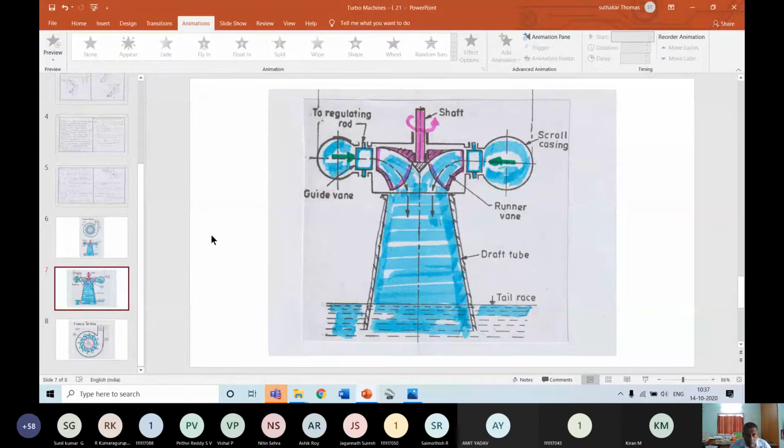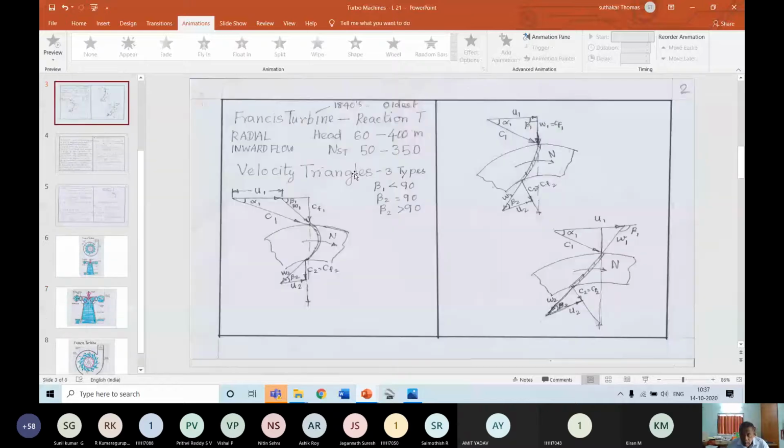Before that, for Francis turbines, it is a radial inward flow turbine, and among the conventional turbines like Pelton, Kaplan, or even Darius turbines, this Francis turbine is one of the earliest. So about the velocity triangles, you have the three types depending on whether beta 1 is less than 90 or greater than 90 or equal to 90.